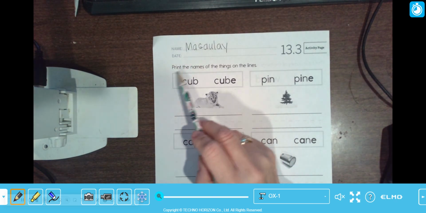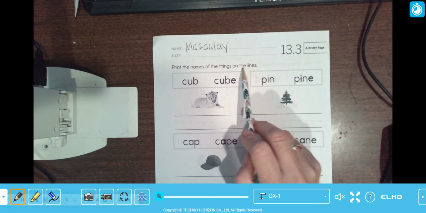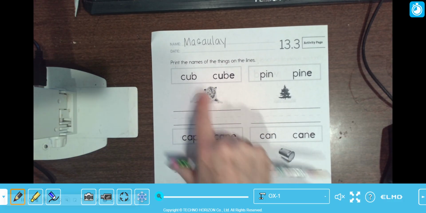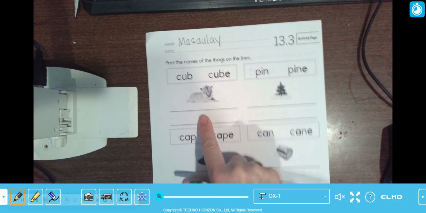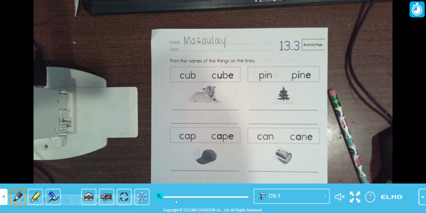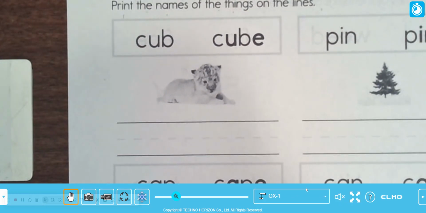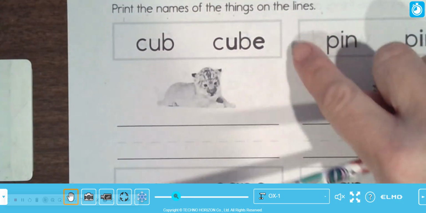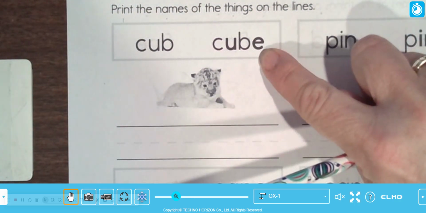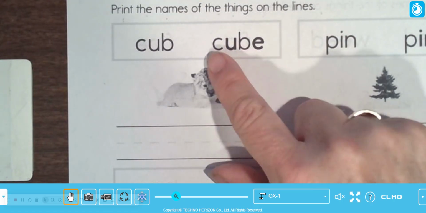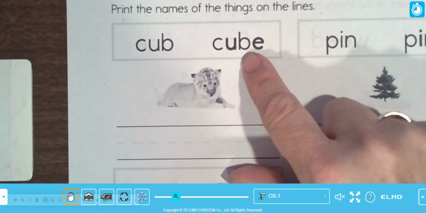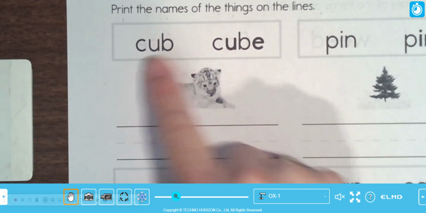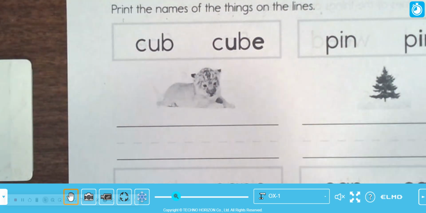Okay, it says print the names of the things on the line. So you have two words here, and you've got a picture. And the word that matches this picture gets written on the line. So I'm going to make this line a little bit bigger so you can see it better. All right. So this word is cub. And this word is cub, but with the silent E, it's cube. Cube. So which word, cub or cube, matches this picture?